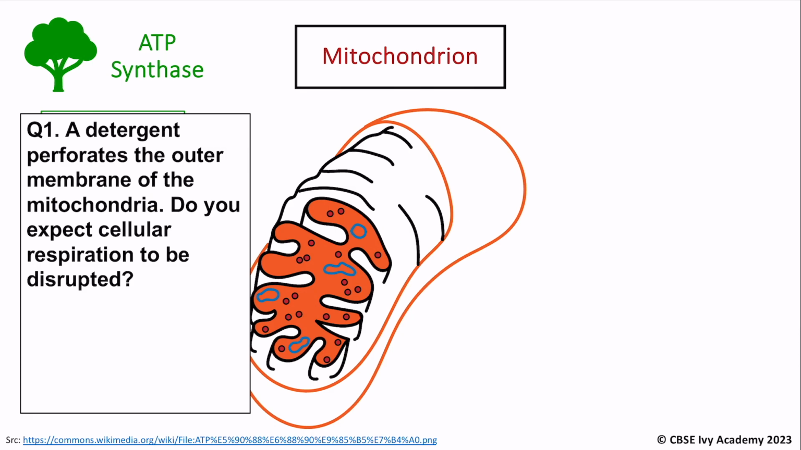Question 1. A detergent perforates the outer membrane of the mitochondria. Would you expect cellular respiration to be disrupted? The answer is most definitely. You would expect it to be disrupted because the H+ gradient will dissipate and disappear, and you won't be able to produce any ATP without that concentration gradient of H+.